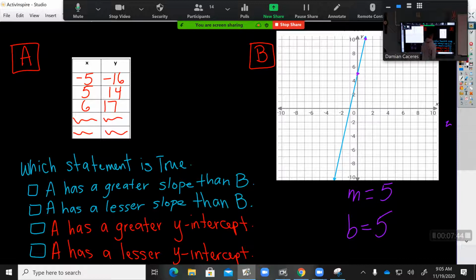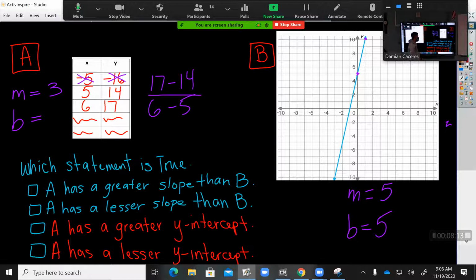Now we come here to the table, and we try to figure out the slope first. So, I say second y minus the first, but I also told you you can use any 2 points you want. Don't use these negative points. What's the point if you can just use these 2? 17 minus 14 over 6 minus 5. That gives me 3 over 1. So my slope is 3.